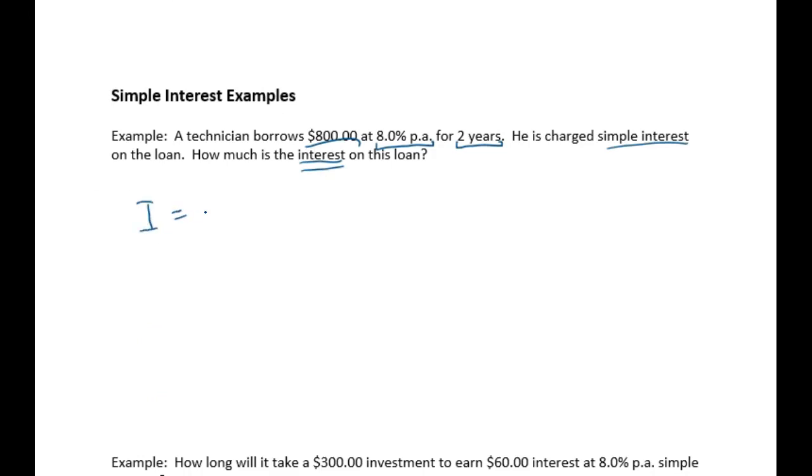So I is equal to PRT. What's given in the question? We have borrows $800, so that's our principal. So our P is $800. And then we have at 8.0% per annum, so that's our R, that's our rate of interest.